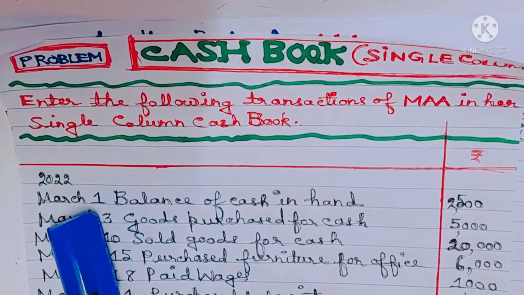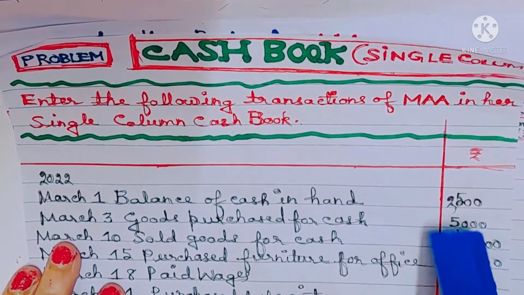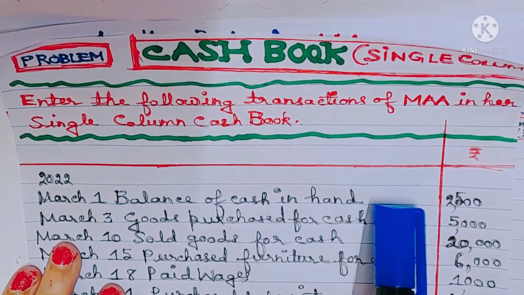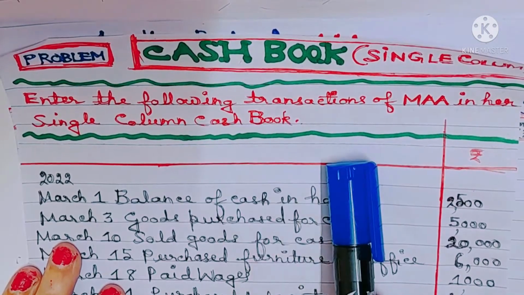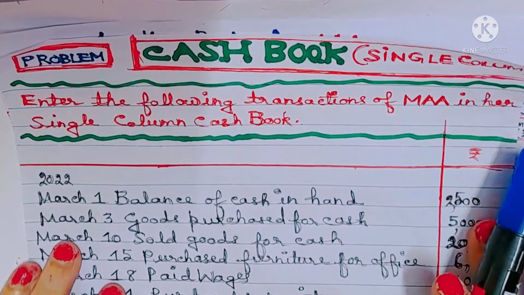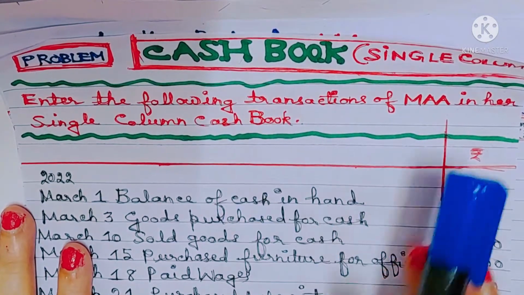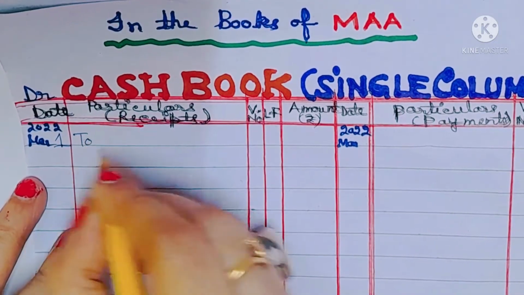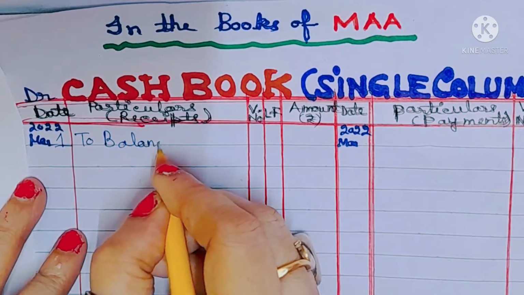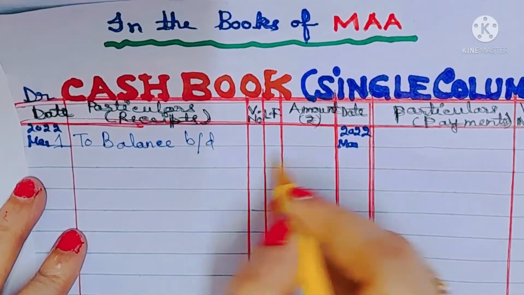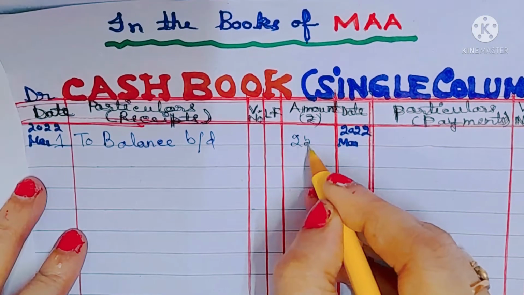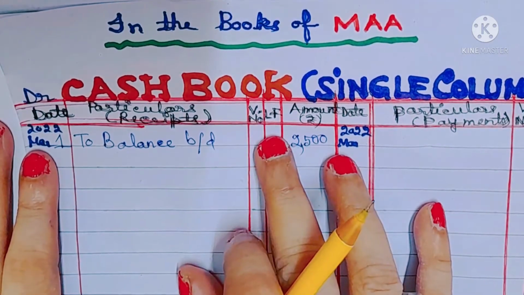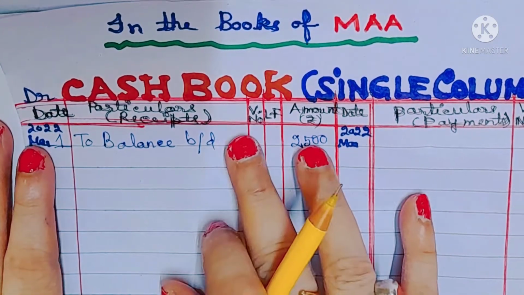On 1st March 2022, balance of cash in hand 2500. So the opening balance of cash is given in the problem. So we'll have to write on the debit side of the cash book to balance BD 2500, since the opening balance of cash is given in the problem. Okay, so let's write 1st March to balance BD 2500. Since we don't have to write any journal entry for the opening balance, there is no narration.